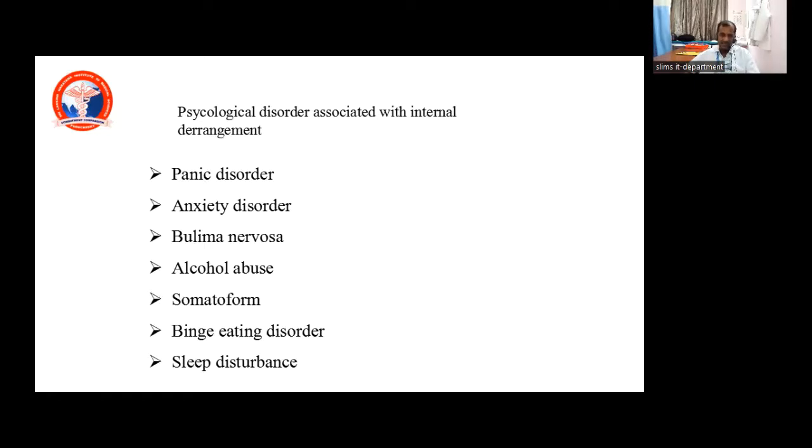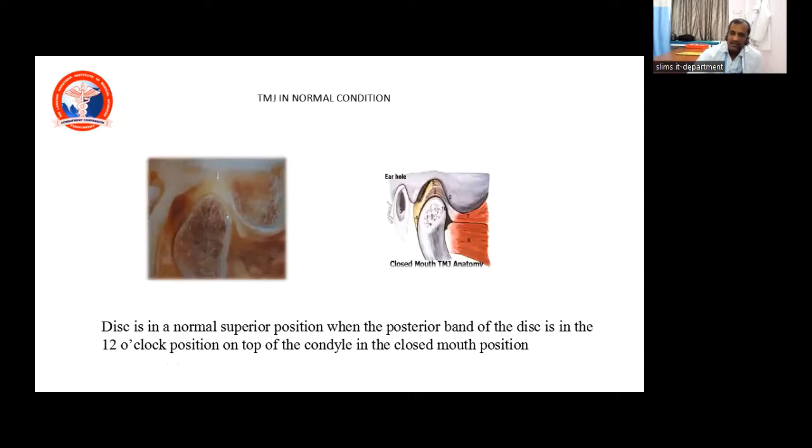Like as we have discussed about the panic disorders, the patient is more anxious, or the patient is under long-term alcohol abuse, and sleep disorders, that will result in temporomandibular dysfunction. Okay. Now the next thing, you should know the normal anatomy of the temporomandibular joint. Now, the first three parts we have dealt with: the condyle, the articular fossa, the articular eminence, the capsule. Then comes the prime structure, that is your disc.